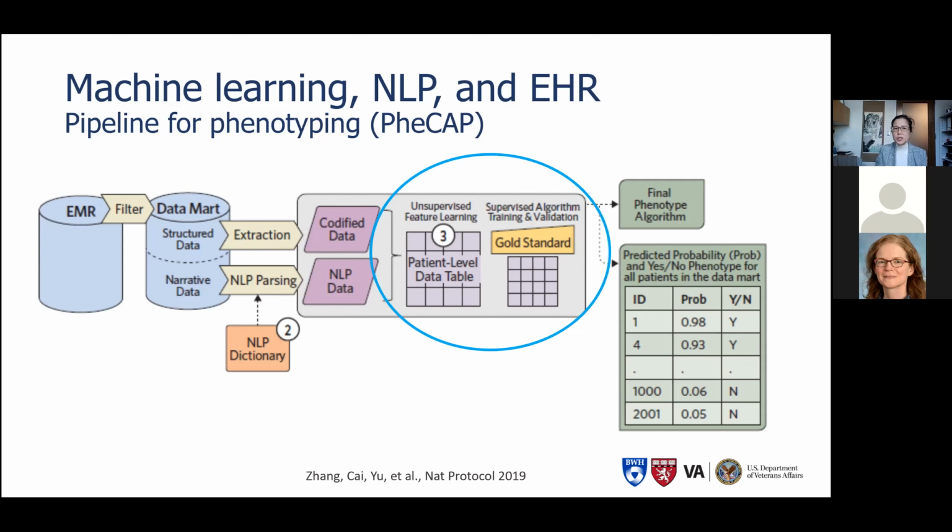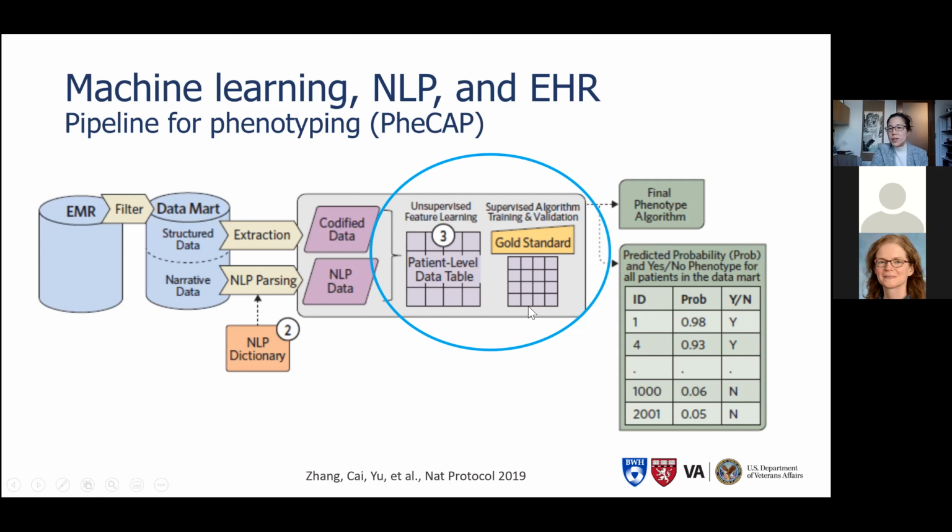I'm not going to go into too much detail, but we now do a two-step process where you do unsupervised feature learning, meaning sometimes you end up with 300 potential features. You still need to whittle it down to maybe 70 to 100 before you try to train the algorithm on your chart review labels, because otherwise you'll be completely overfitting your model. So we have a two-step process here where we do unsupervised feature learning, meaning we try to whittle down from 300 to, let's say, 50 features.